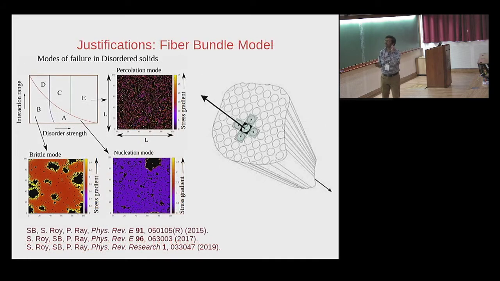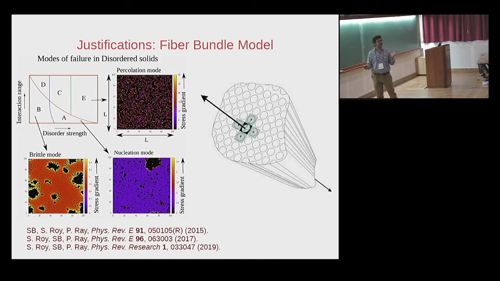A similar thing happens in what is called the fiber bundle model. This is a bunch of fibers that are pulled apart, and again you see various fracture modes depending upon your disorder strength and the interaction range. Interaction range is, if there is a failure, how much of the neighborhood is disturbed. You could come up with various phases, and depending upon where you are in your disorder strength and interaction range, you could have a percolation mode or a nucleation mode or a brittle mode. Again, you see that an increase of disorder brings you from the brittle to the percolation mode, and so a betterment of your prediction. So roughly the ideas are similar.